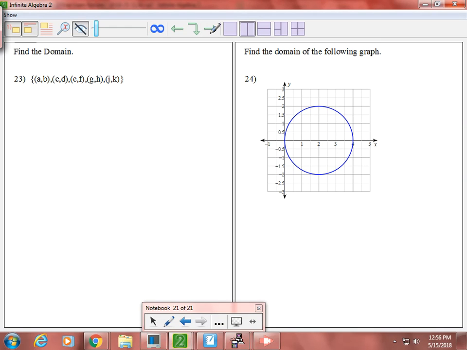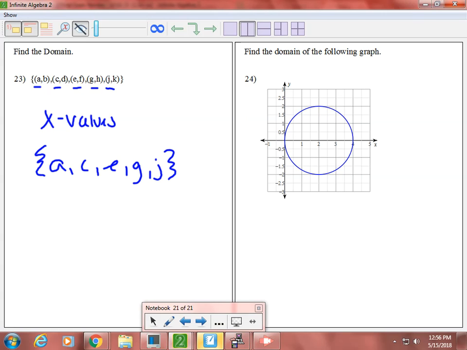Okay, domain. So domain is your x values. So the domain of this is A, C, E, G, and J. The domain of this is your x values also. So it says domain. Well, I want to know where on the x-axis does this hit? Well, it starts here at 0 and ends here at 4. And how you want to say it is in brackets, because that means that it strictly stops right there, and it goes right in between those two.